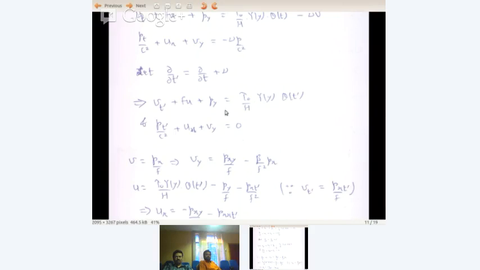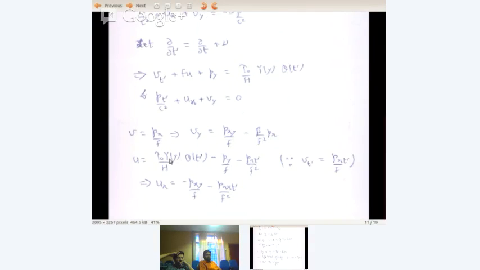So we have vt prime plus fu plus py equals the wind stress term, and we have pt prime by c squared plus ux plus vy equals 0. V is px by f, so vy is pxy by f minus beta by f squared into px, that's standard. U is tau naught into y of y by h, theta of t prime, minus py by f minus px t prime by f squared, where this last term comes because we've replaced vt prime by px t prime by f. Differentiating that, ux is minus pxy by f minus pxx t prime by f squared. There is no term coming from the wind stress itself because it's x independent, as has been the case throughout.